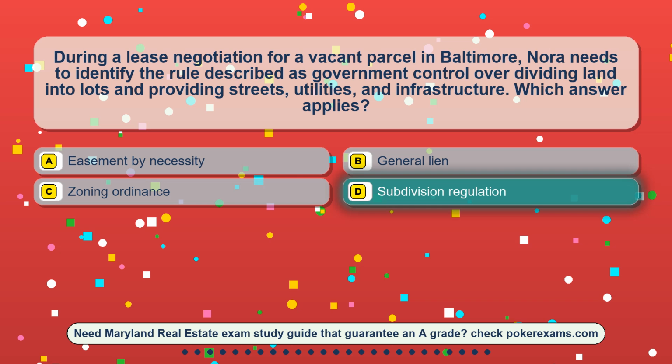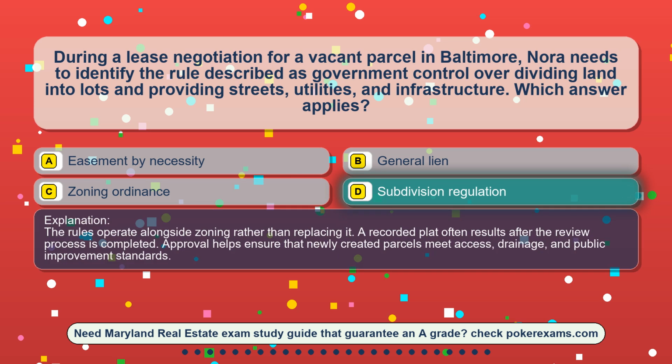The correct answer is option D, subdivision regulation. The rules operate alongside zoning rather than replacing it. A recorded plat often results after the review process is completed. Approval helps ensure that newly created parcels meet access, drainage, and public improvement standards.